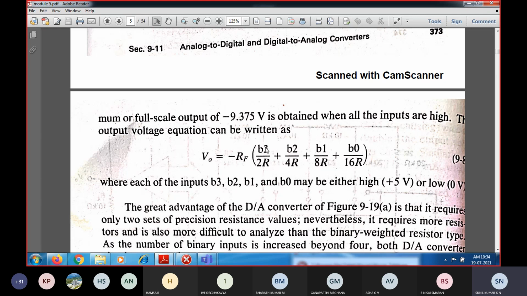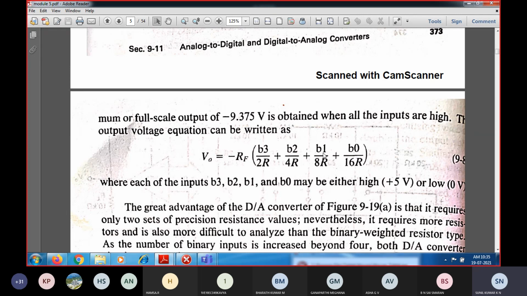If I substitute the B0 bit as 1, then 1 divided by 16 will be equal to 0.3125. And with this RF and R, the summation, if all the other bit positions are 0 and the B0 bit is 1, you will be getting 5 by 16, which is nothing but 0.3125. So 0.3125 will be the voltage, and then RF by R, 20k divided by 10k, will be equal to 2. Into 0.3125, you will be getting minus 0.625.